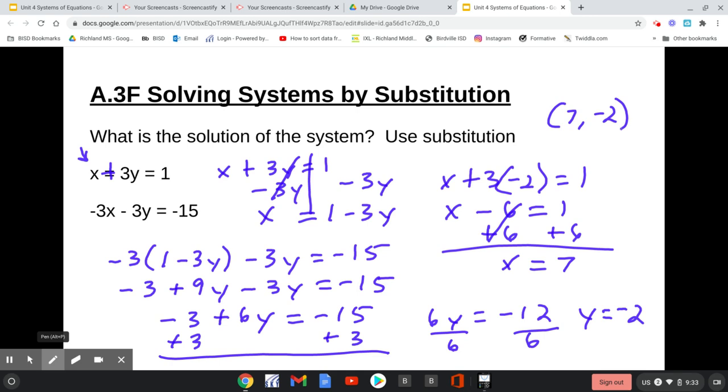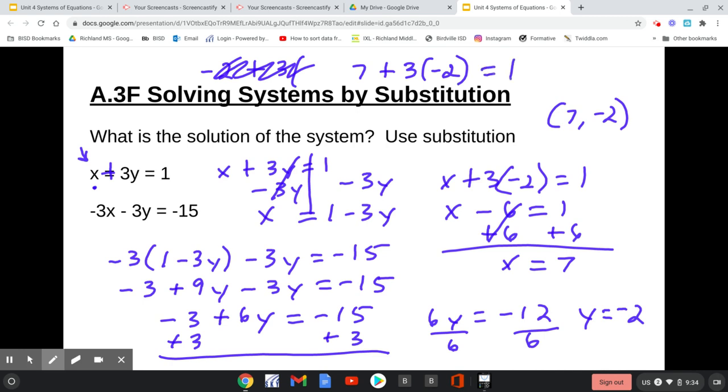So let's pick the first equation. I'm sorry, I didn't even write that right. Here, let's do it again. x is 7, there we go, plus 3 times y, which is negative 2, equals 1. And let's see if we got it right.